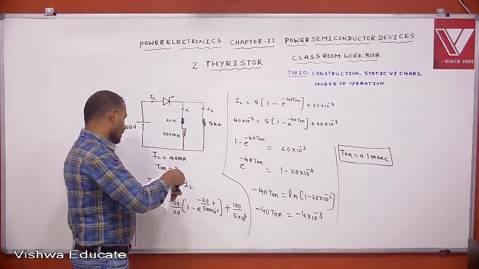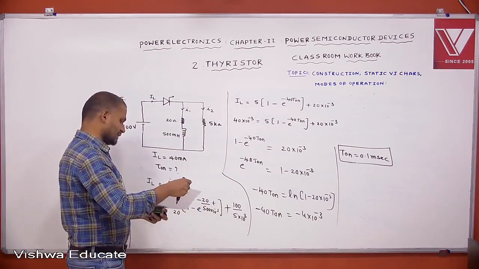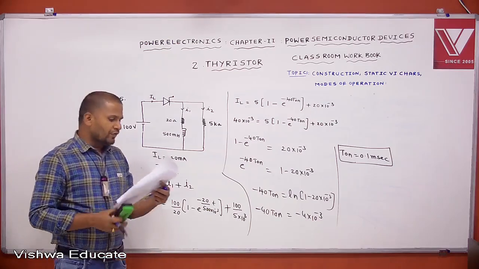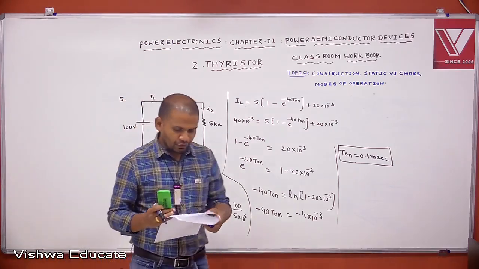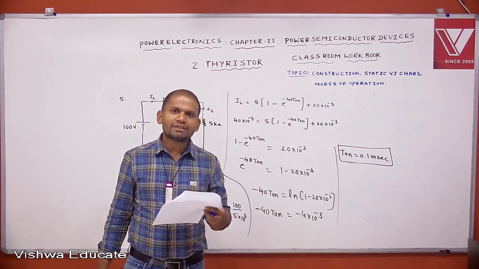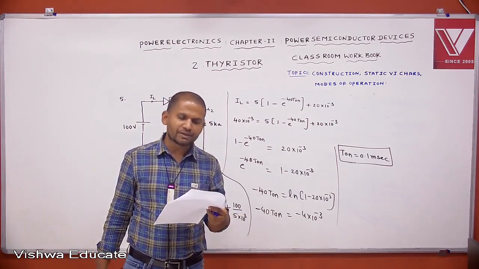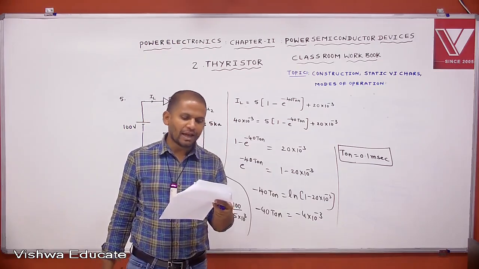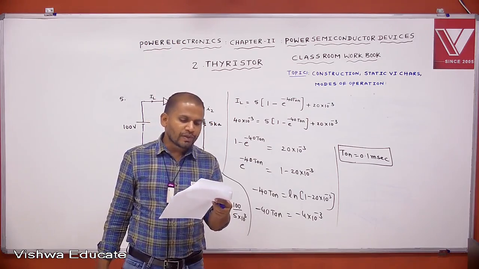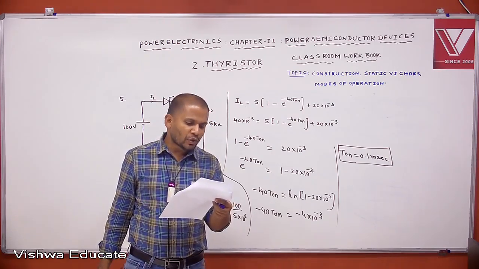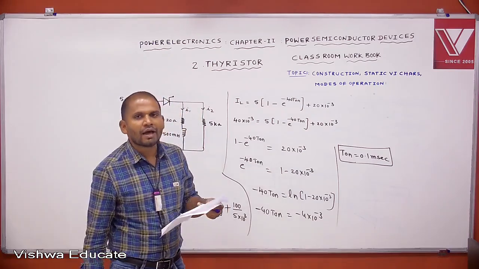See the another question, that is question number 6. The circuit shown in figure. This is question number 6. The circuit shown in figure. Latching current equal to 50 milliampere. Holding current equal to 20 milliampere. To ensure reliable turn on, minimum gate pulse width is 50 microseconds. Then resistance R equal to dash.